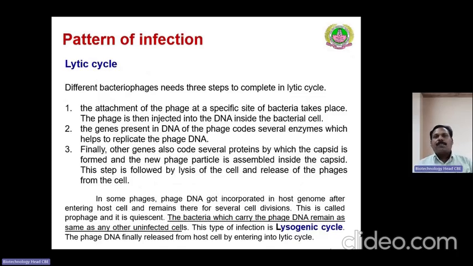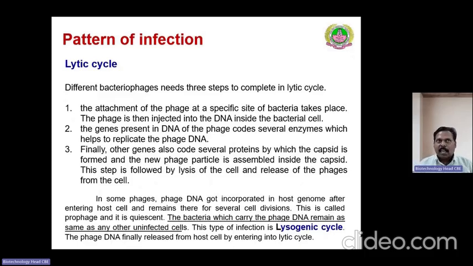So when we see the pattern of infection caused by these viruses upon bacteria, bacteriophages need at least 3 steps to complete the lytic cycle. Basically there are 2 types of life cycle for these viruses. One is what we call the lytic cycle, where they cause lysis of the host cell upon infection and get released after multiplication. The second one is the lysogenic cycle, where they remain latent without causing any infection, but they still multiply within the host cell. So different bacteriophages need minimally 3 steps to complete the lytic cycle.